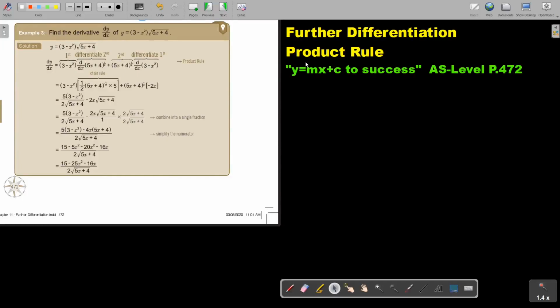In this video, we are going to continue with the product rule. You will find this on page 472 in the Namibian AS-Level Mathematics textbook, Y equals mx plus c to success. Find the derivative of this. Now, this time, the function has a bracket as well as a root.